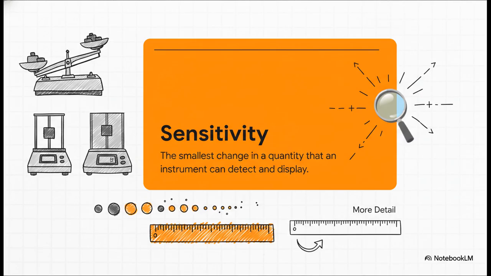Next up, we have sensitivity. This is all about the level of detail an instrument can give you. What is the absolute smallest change it can actually notice and show you? So a scale that only measures in whole grams is way less sensitive than one that can measure down to a tenth or even a hundredth of a gram.